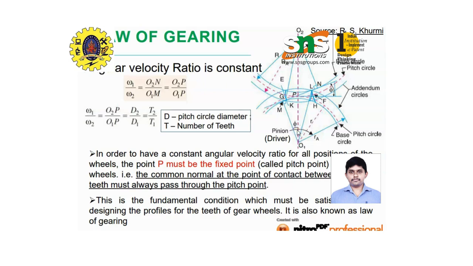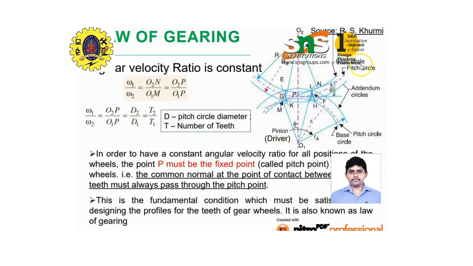In order to have a constant velocity ratio for the angular velocities of the two wheels, the common normal at the point of contact between a pair of teeth must always pass through the pitch point. Thus, this fundamental condition of gears must be satisfied while designing the profiles for the teeth of gear wheels. It is also known as the law of gearing.